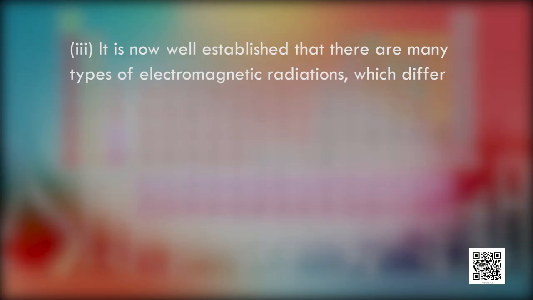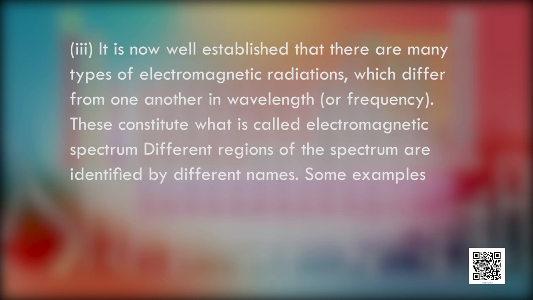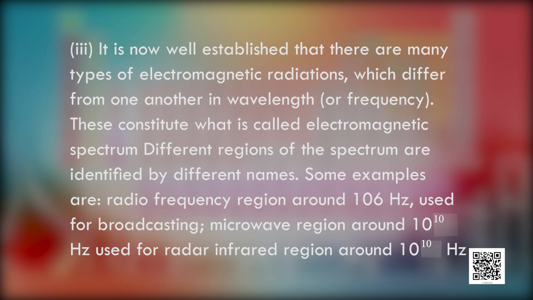The third one is, it is now well established that there are many types of electromagnetic radiations which differ from each other in wavelength or frequency. These constitute what is called the electromagnetic spectrum. All the electromagnetic radiations move with the same velocity c, but they have different wavelengths and frequencies. The different regions of the spectrum are identified by different names. Some examples are the radio frequency region. Do you listen to radio?